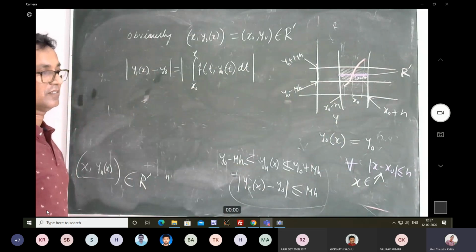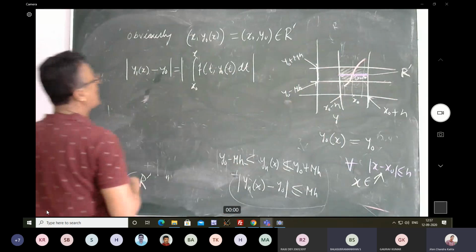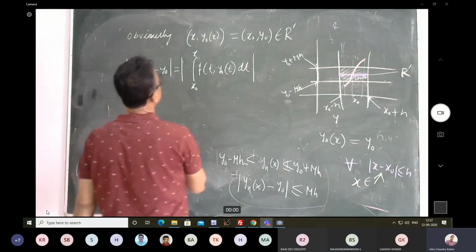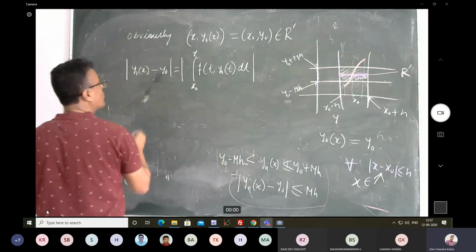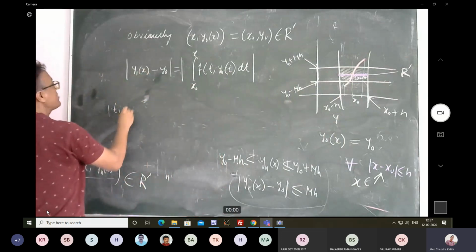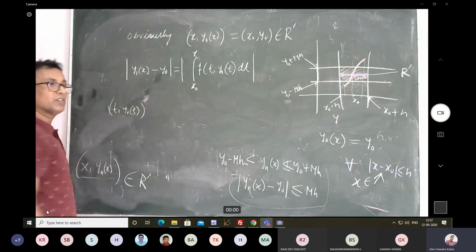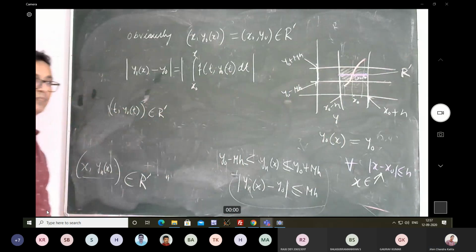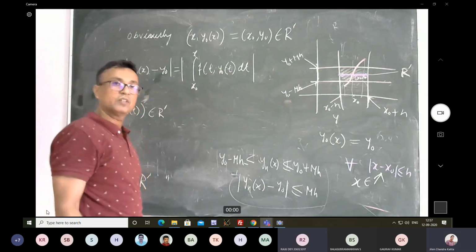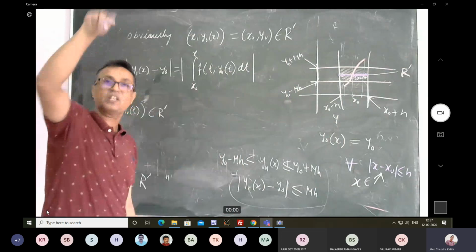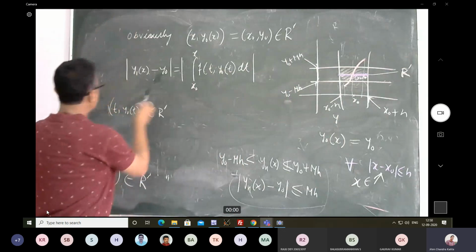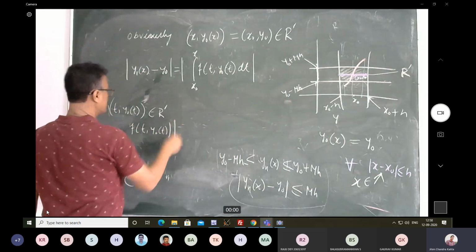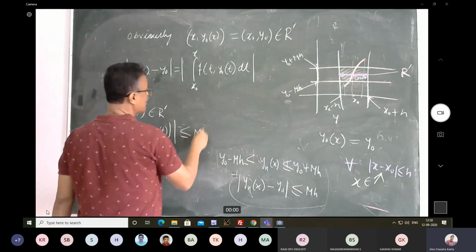So now you see, what is happening? Your t, y naught, t, right? This is the point in R prime. So that means it is a point inside the original rectangle R, right? So what we must have? f of t, y naught, t, it must be less than or equal to m.